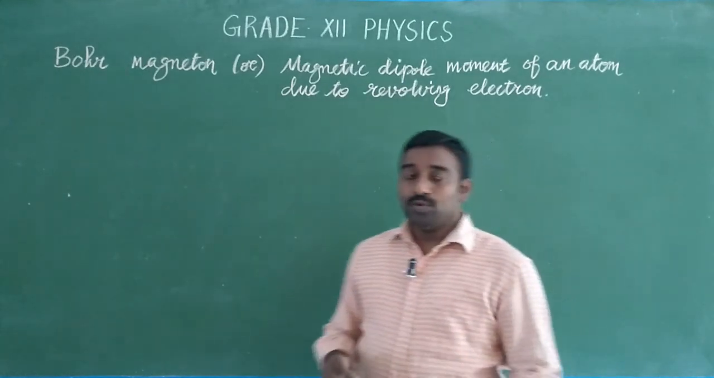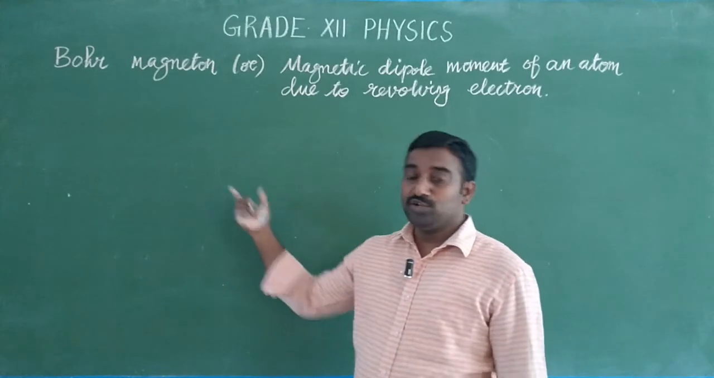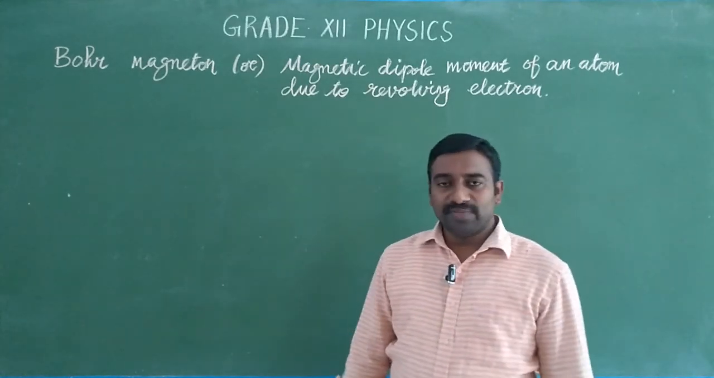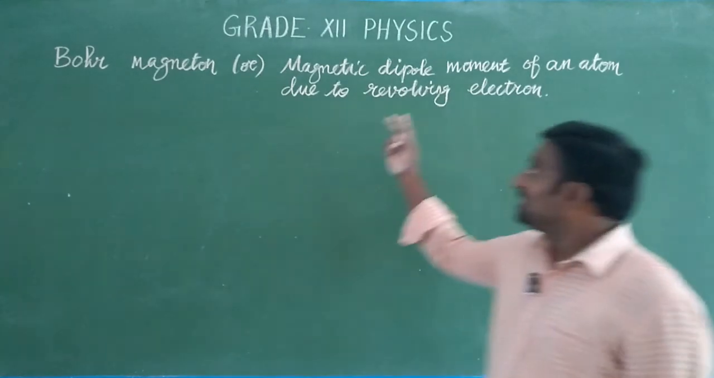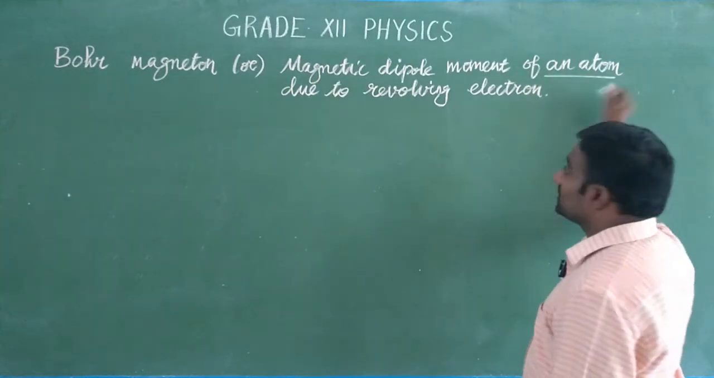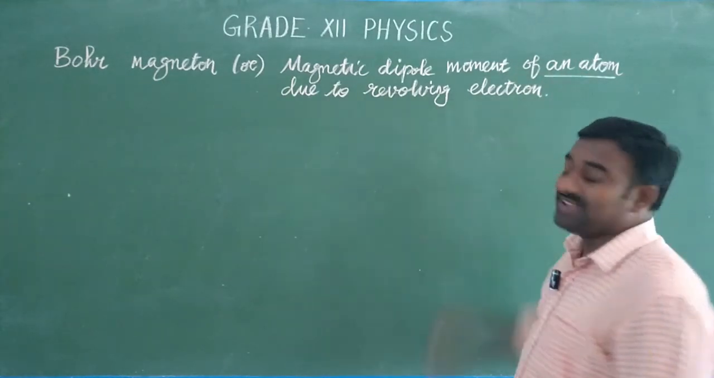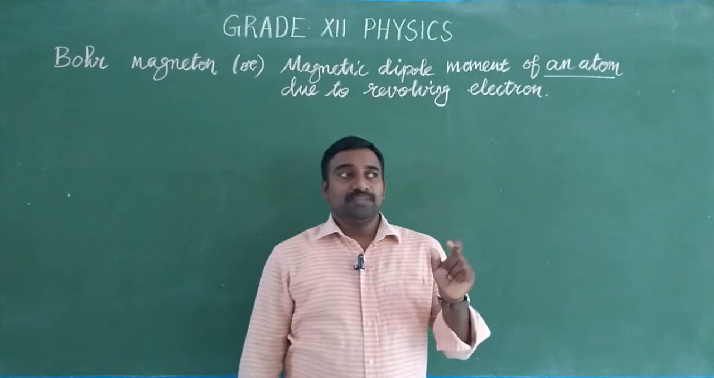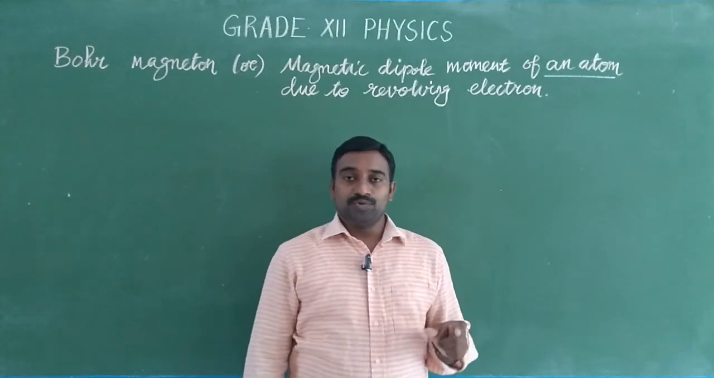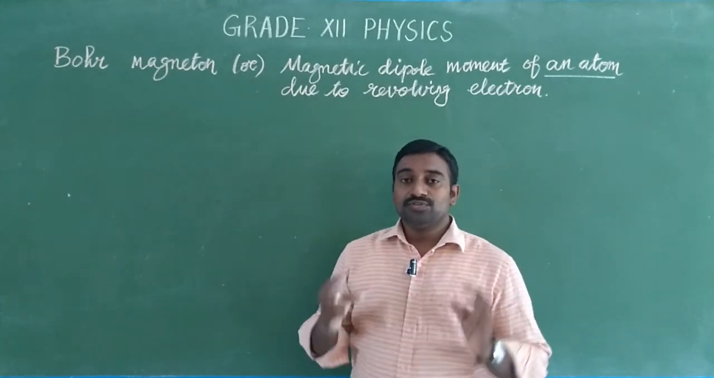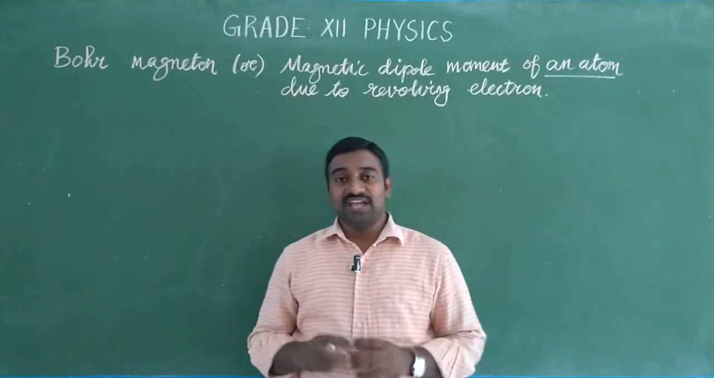Now we are going to discuss a new important topic, that is the Bohr magneton. What is the Bohr magneton? It is nothing but the magnetic dipole moment of an atom that is due to the revolving electron. Till now we discussed only magnets as dipoles. Not only the magnet, an atom also has a dipole. So how does an atom behave like a dipole?